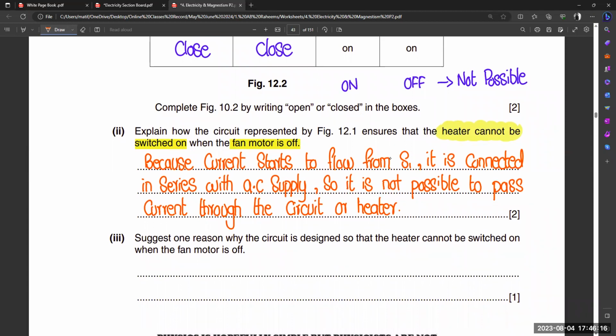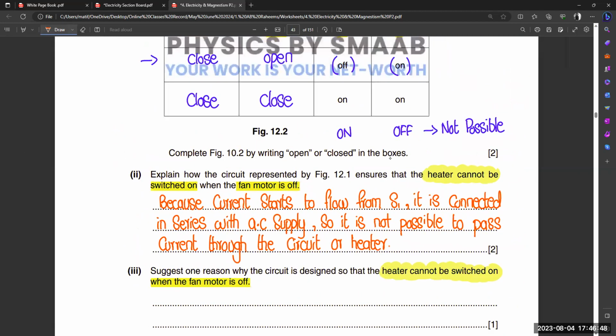Okay, now they are asking for a suggestion: suggest one reason why the circuit is designed so that the heater cannot be switched on when the fan motor is off. So the main thing is the heater is switched on when the fan motor is off. Yes, so they are asking why the circuit is designed like this, that the heater cannot be switched on when the fan is off.